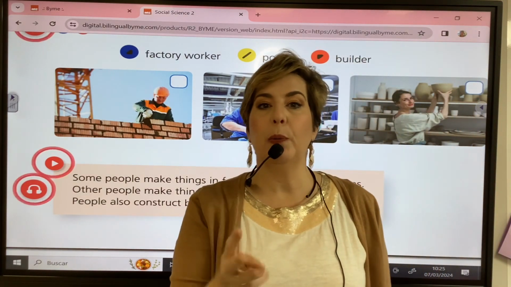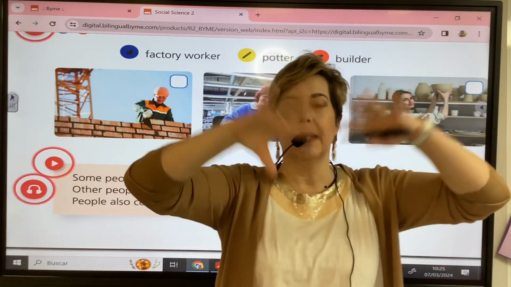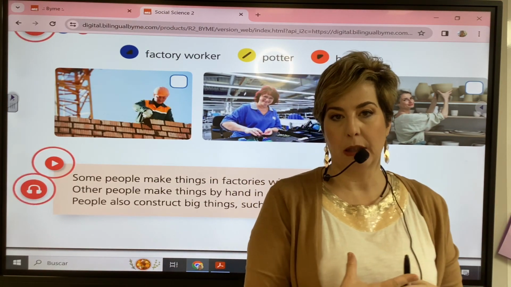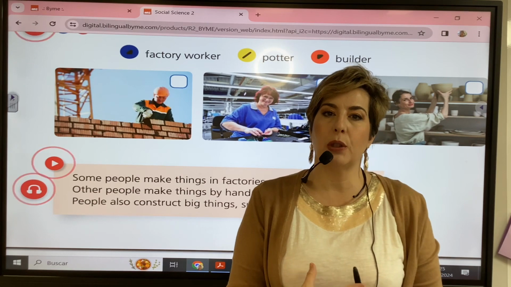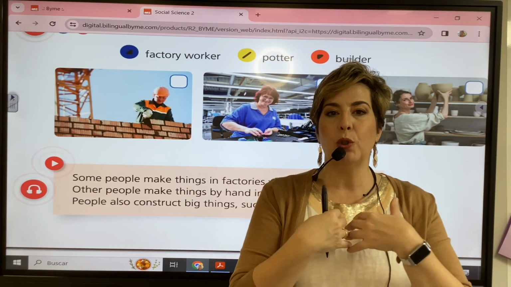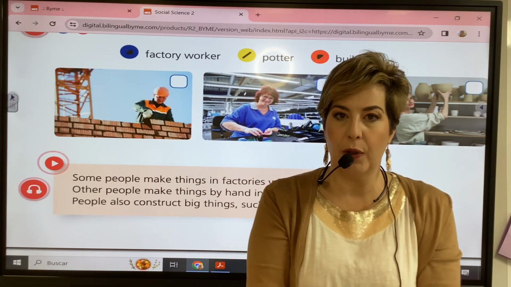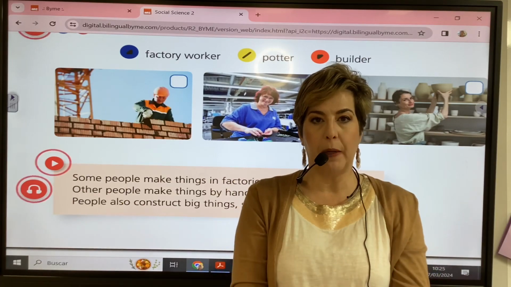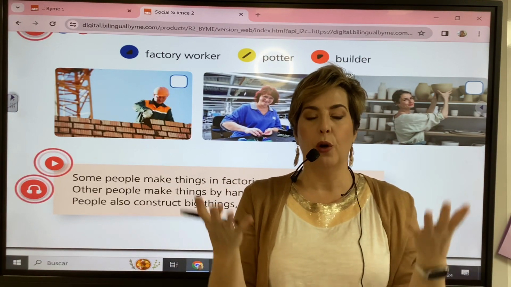Let's go to group number three. Group number three is the biggest one. It's called the service group. What is a service? A service is giving or doing something for other people. And in this group three, we have a lot of jobs.